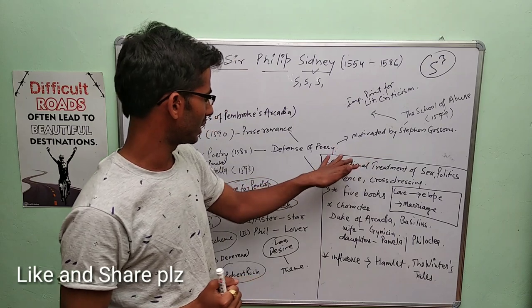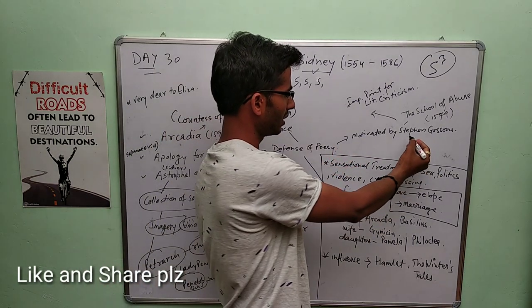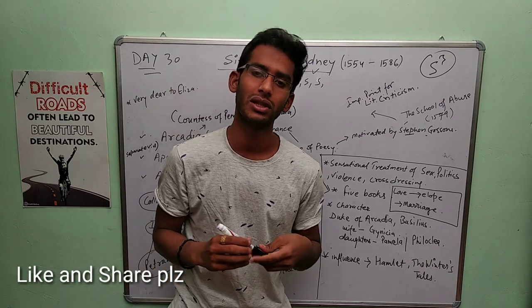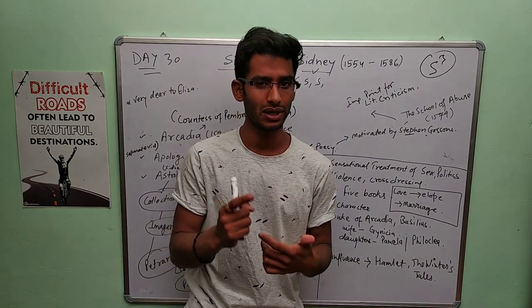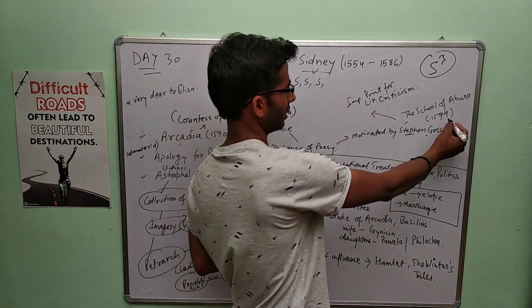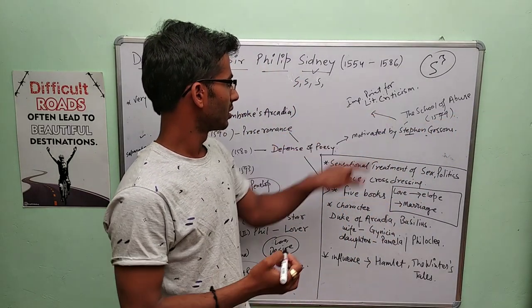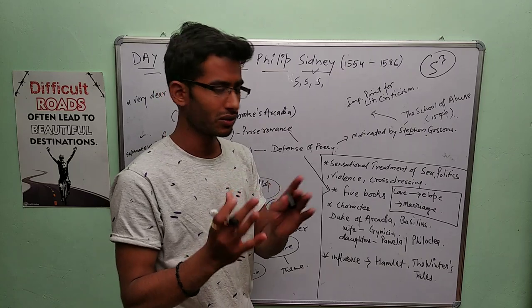And it all started with some ideas by Stephen Gosson. His work was The School of Abuse, which got published in 1579. So 1579 is a starting point somewhere in literary criticism. So that's why it is important to study.